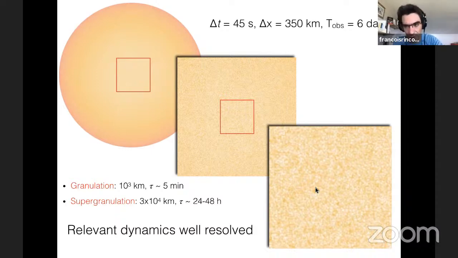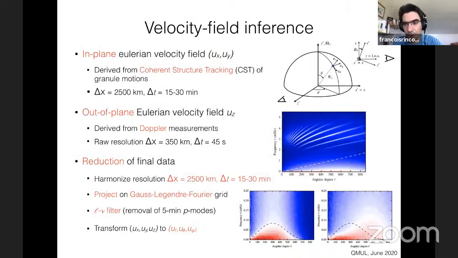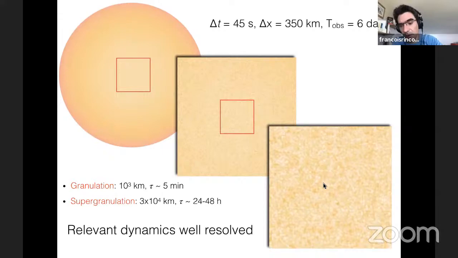You can test that the technique works with numerical simulations. So that gives you one component of the velocity field, which is the horizontal component. We call that coherent structure tracking. And from that, you can construct Eulerian velocity field maps of the horizontal velocity field with a resolution of a few thousand kilometers and a typical time scale of 15 to 30 minutes, which is the time you need to average the granule motions. Now, that's through the light intensity images that you do that, because you segment light intensity images.